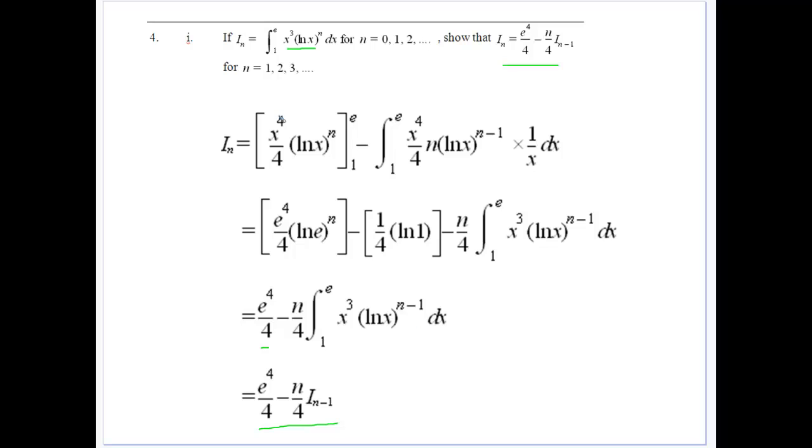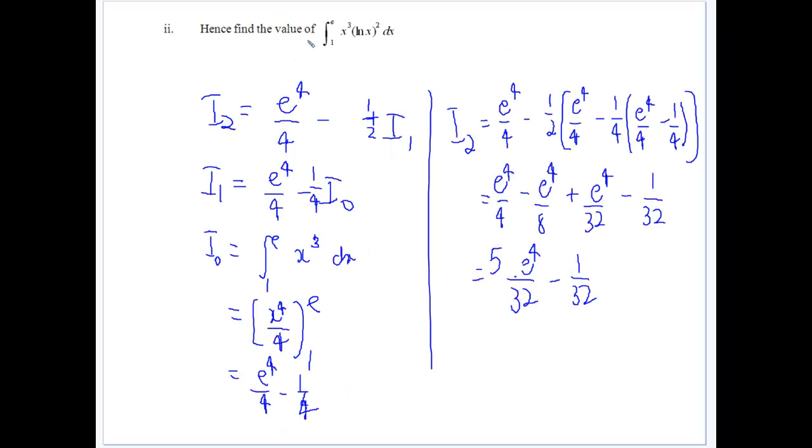Because that part would be I of n minus 1, because it's just the same except powers n minus 1. So then, using that idea, find the value of the integral from 1 to e of x cubed natural log of x squared. So we're looking at I2 really, because it's a squared there. E to the 4 on 4 is a half of I2, I1. And then I1 would be e to the power of 4 over 4 minus a quarter I0.